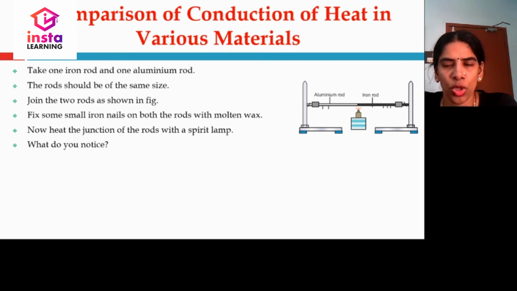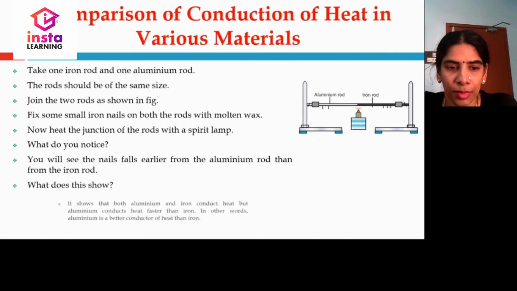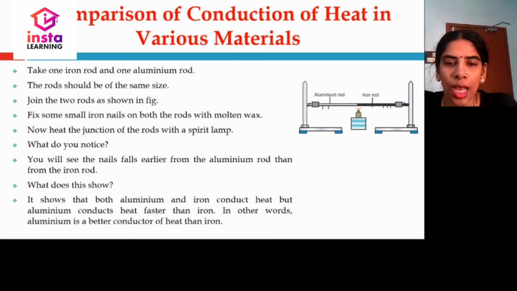What do you notice? What do you think will happen? You will see the nails fall earlier from the aluminium rod than from the iron rod. Why? What does this show? This shows that both aluminium and iron conduct heat, but aluminium conducts heat faster than iron. So we say aluminium is a better conductor of heat than iron.